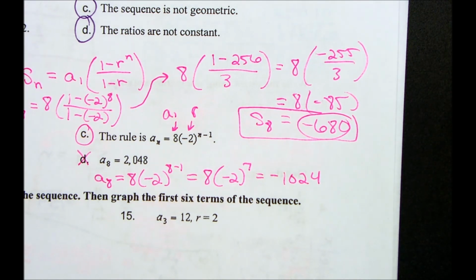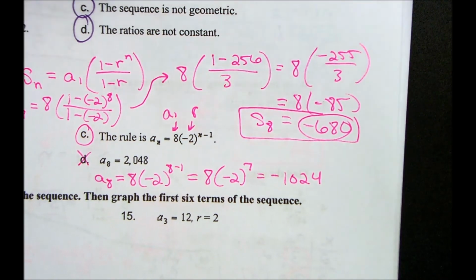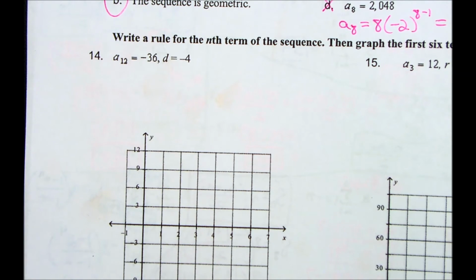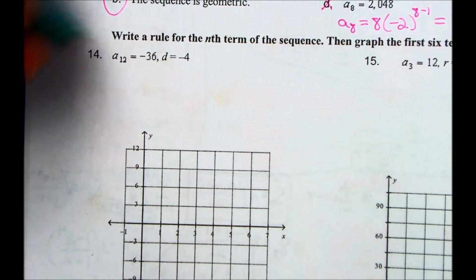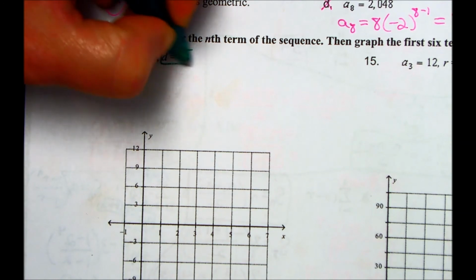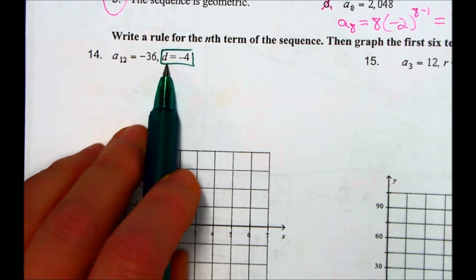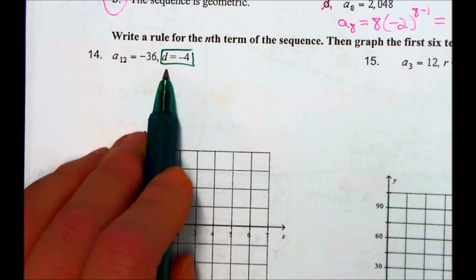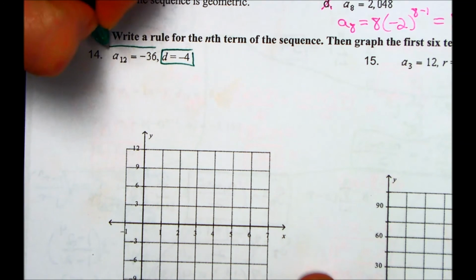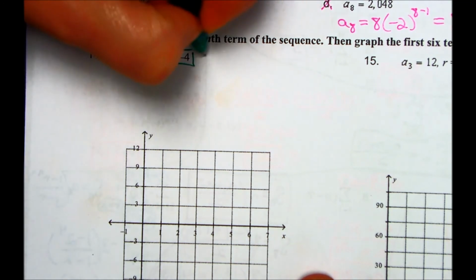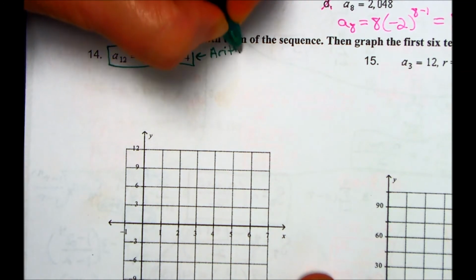Okay, moving on to number 14. In number 14 and 15, you are writing the rule for the nth term of the sequence again, and then you're going to graph the first 6 terms of the sequence. Looking at the information they're giving you, they don't really tell you what kind of sequence it is, but they tell you d equals negative 4. Well, the only type of sequence that has a d, or a common difference, is arithmetic. So we're going to be writing an arithmetic sequence.